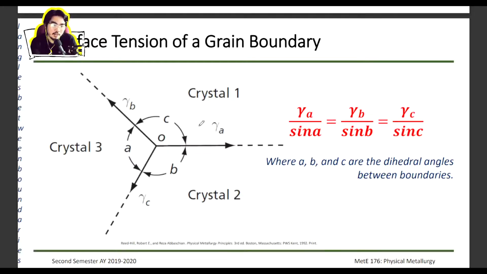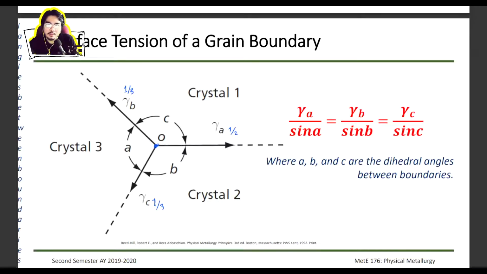So this sigma A right here is the surface tension of the interface between crystal 1 and crystal 2. C is the interface between crystal 2 and crystal 3. And B is the interface between crystal 1 and crystal 3. So we can imagine this as a triple point. We have a triple point that looks like this, and if you studied statics, I forgot what this law is. It's a sine law.